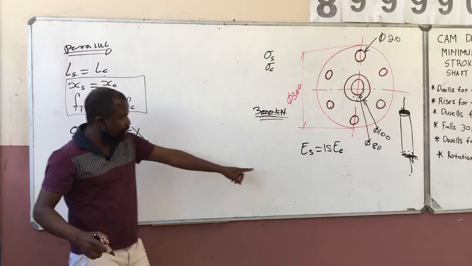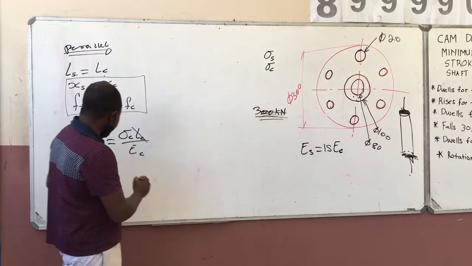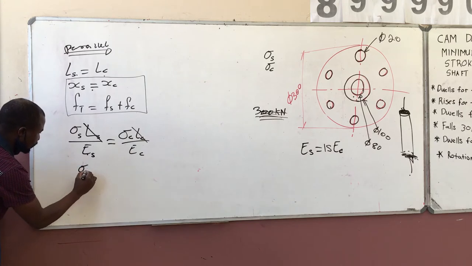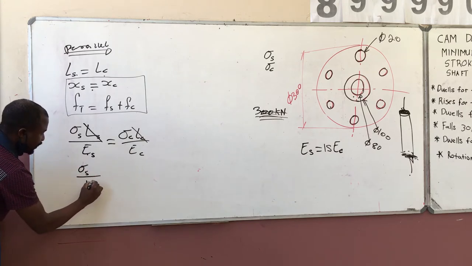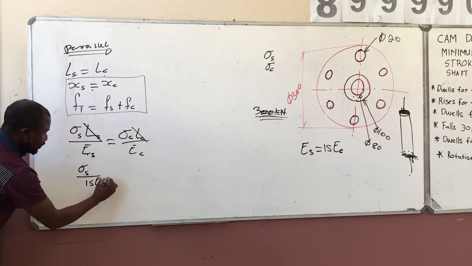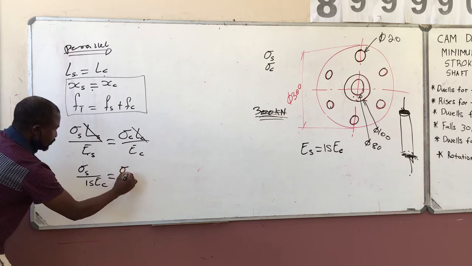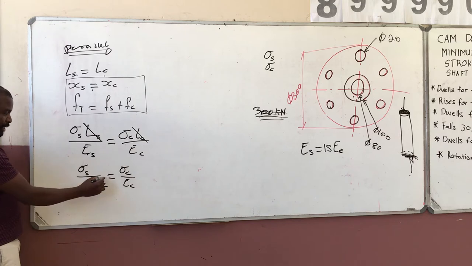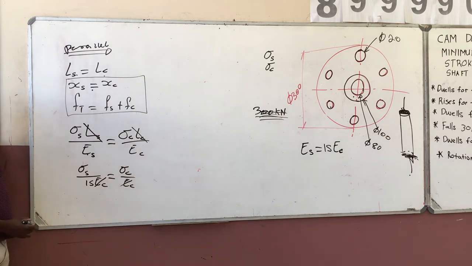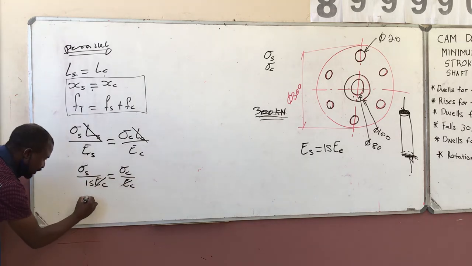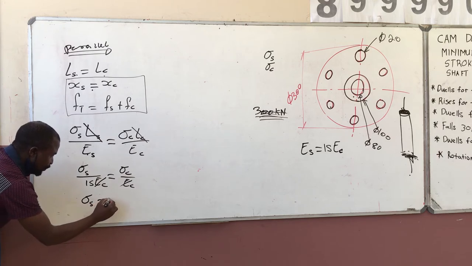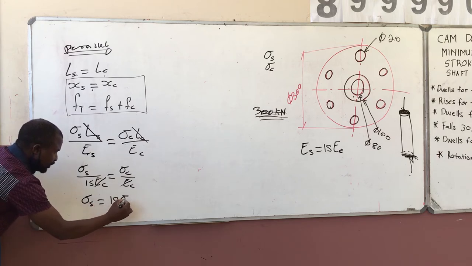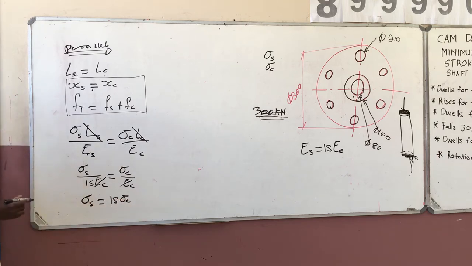From there, this one here they say is 15C, meaning we can substitute there. We say stress over 15EC is equal to stress over EC. This and this, don't they cancel? Meaning stress S is equal to 15 stress C.